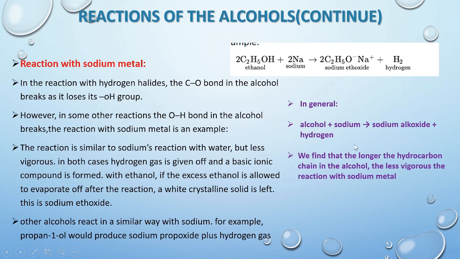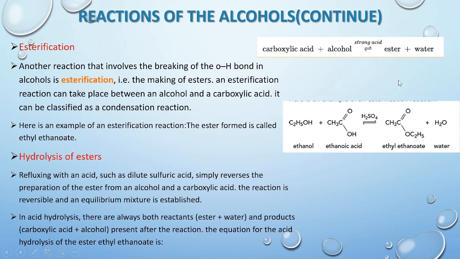Then reaction with the sodium metal. When we react the sodium metal with the ethanol, sodium ethoxide along with hydrogen is formed. If the chain of the hydrocarbon is longer in the alcohol, then it is a less vigorous reaction. Otherwise, it is a vigorous reaction. So always there is the formation of hydrogen gas.